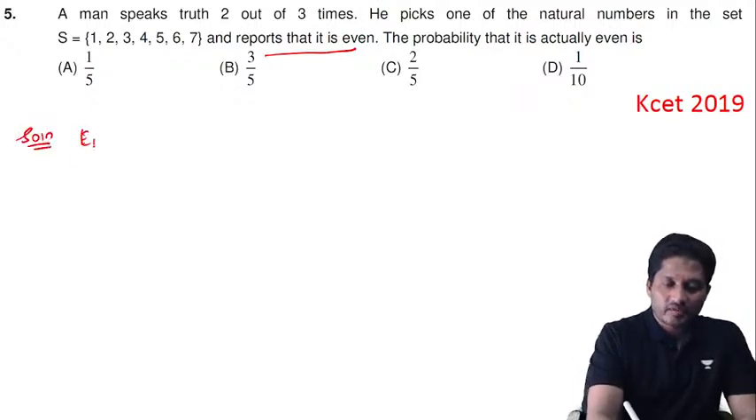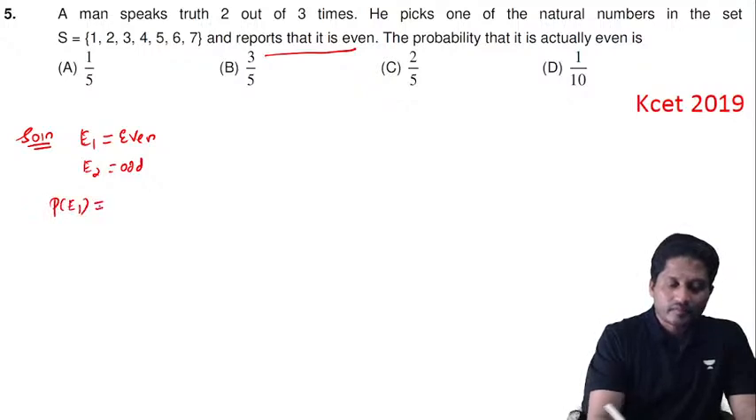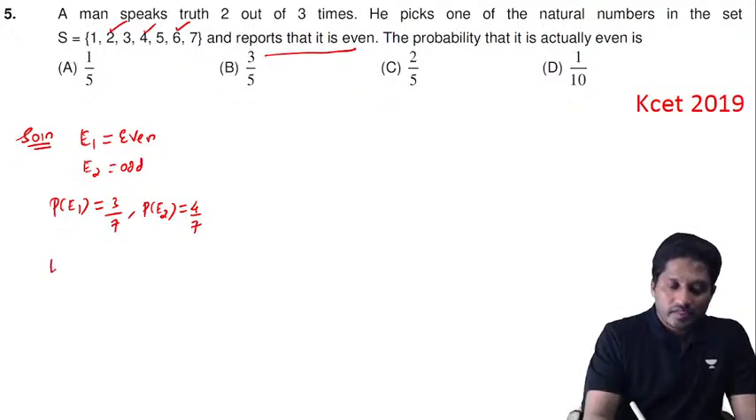Okay, let's say E1 is equal to the event of choosing an even number, and E2 is equal to choosing an odd number. P of E1, even numbers here are 2, 4 and 6, which is 3 by 7, and probability of an odd number is 4 by 7. So P of E1, P of E2. E is the event that the man reports that it is even.